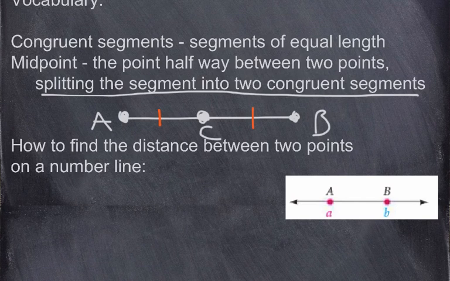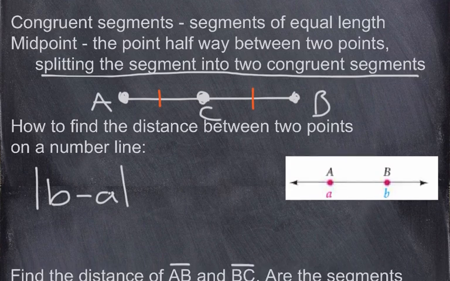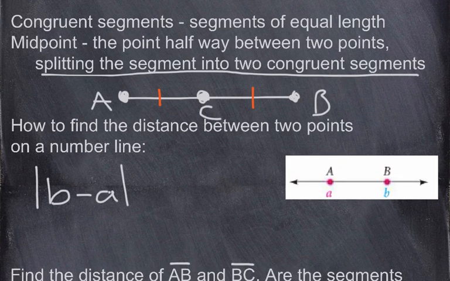So the formula to find the distance between 2 points on a number line is the absolute value of 1 point minus the other. Okay, 1 point minus the other. So now you can choose either point to start with. You just have to make sure after you subtract you take the absolute value. So these two are the way to find the distance between any 2 points on a number line.